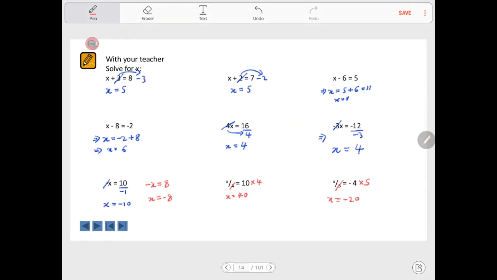Okay, so that's how we solve those linear equations. You've got to remember it's a game of opposites.